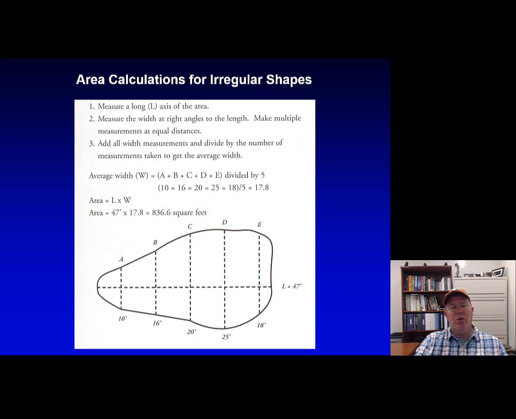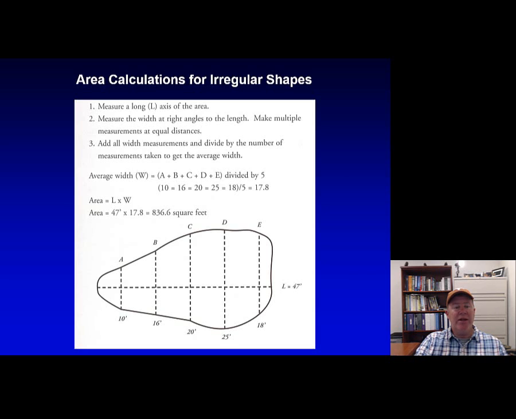We're going to add all the width measurements and divide by the number of measurements taken to get the average width. So the average width, W, is equivalent to A plus B plus C plus D plus E, and then we divide by 5. So 10, 16, 20, 25, 18 divided by 5 gives us an average of 17.8.